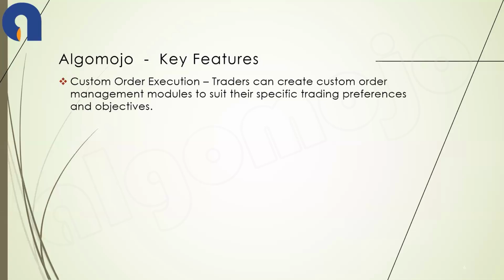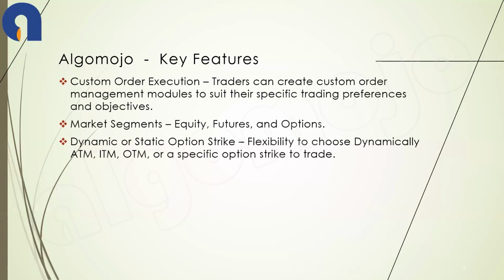Some of the key features of Algomojo include custom order execution. Traders can define the parameters that they would like to trade. If you're a trader and you would like to trade in equities, futures or options, you can define that. If you're trading in options, then you have the flexibility to choose ATM, OTM or ITM, whichever strikes you would like. And whether you would like to trade in weekly or monthly expiries, that also can be specifically defined by you on the platform itself. So we will go through all these features when we look at the platform.